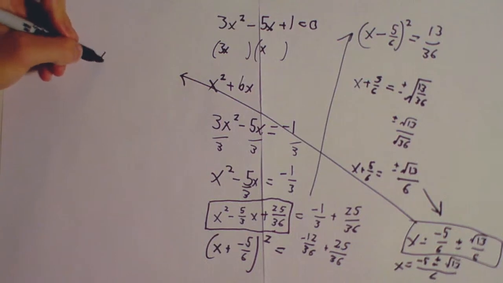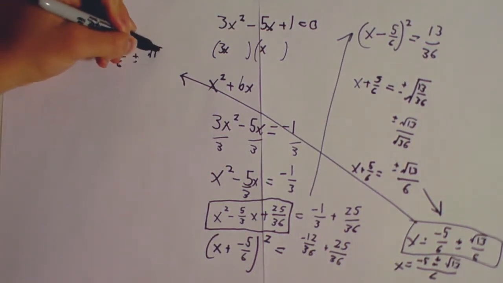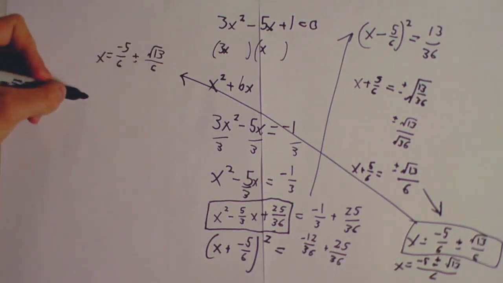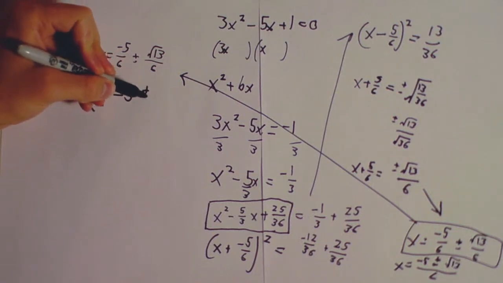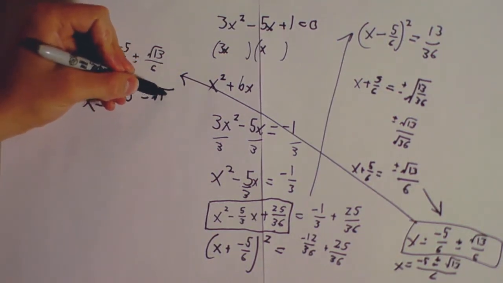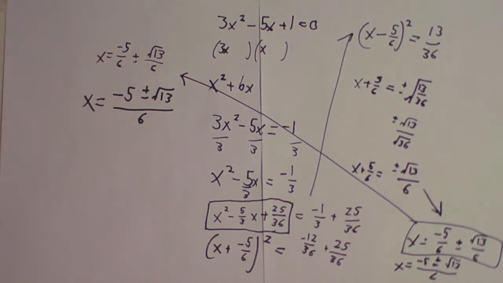So we've got x equals negative 5 over 6 plus or minus the square root of 13 over 6. And we can rewrite that as x equals negative 5 plus or minus the square root of 13 all divided by 6. And that is our solution for x.